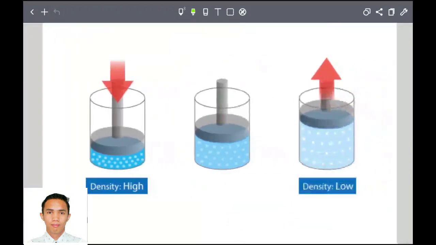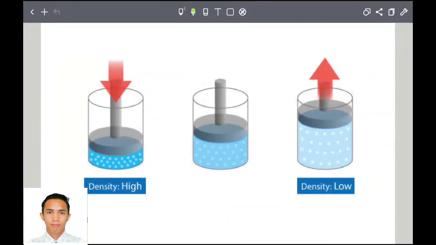Let's proceed to density. Gases have very low density compared to water. The reason is that gases have no shape, while water can have shape through the volume of its molecules. So gases are low density.